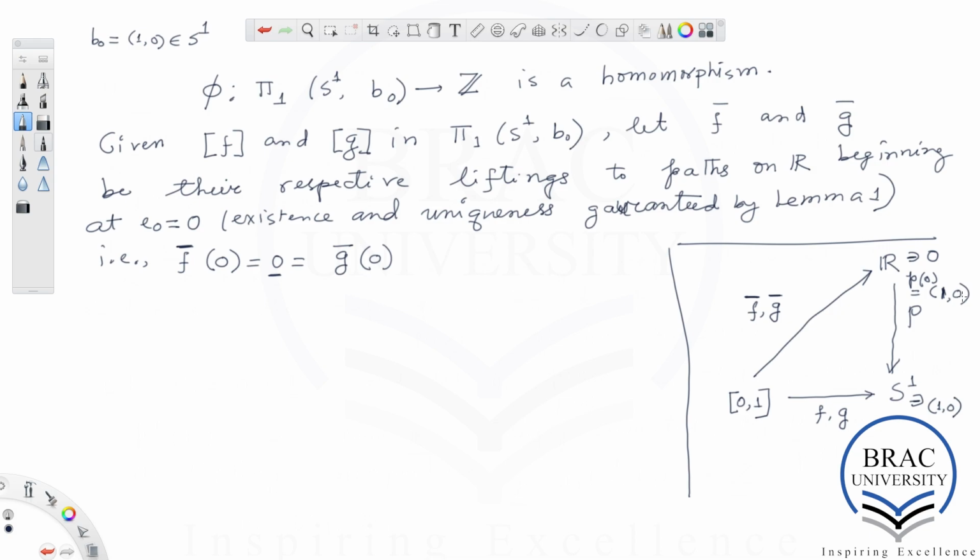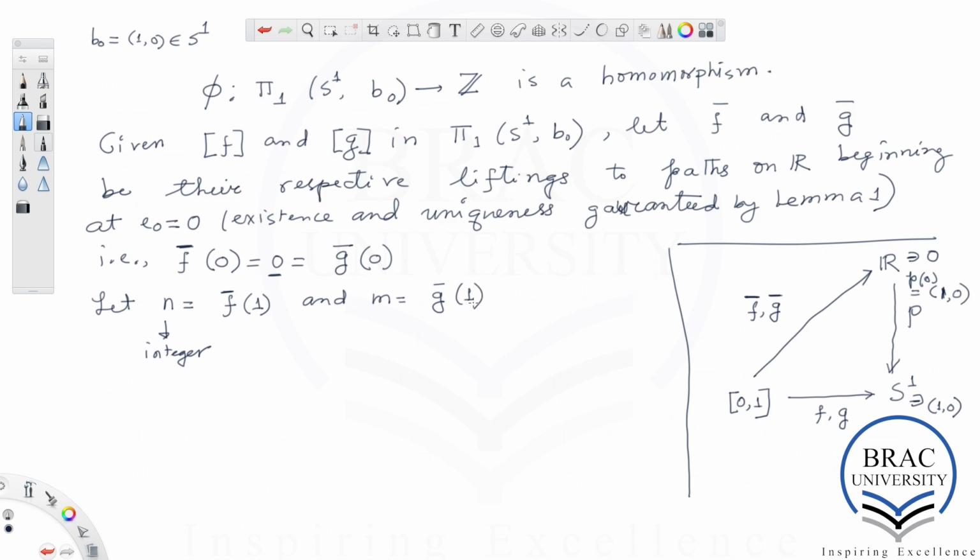Now let n be equal to F bar of 1. So now that we have these two unique lifts, we take the final points of these lifts. The final point of F bar is taken to be n, which is an integer. We will see shortly why this is an integer. And for m, we choose G bar of 1 to be m.